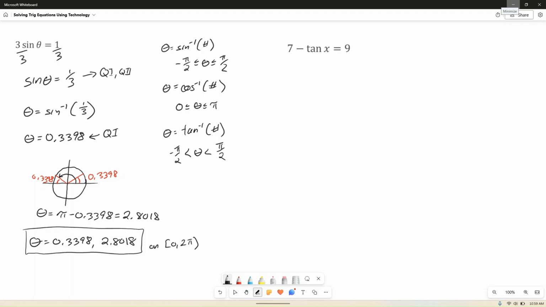So how do we express that there are infinitely many solutions? Just like we did before with sine, we're going to add in a 2 pi k. So theta could be 0.3398 plus 2 pi k, or it could be 2.8018 plus 2 pi k.